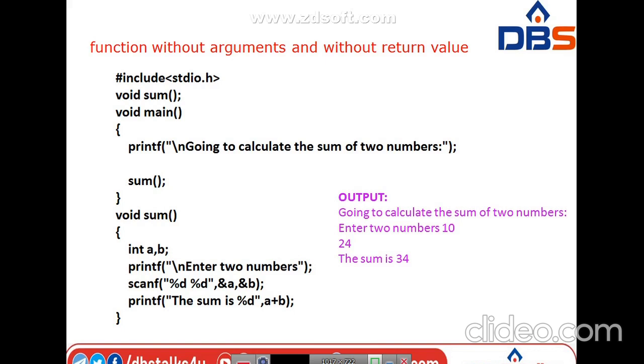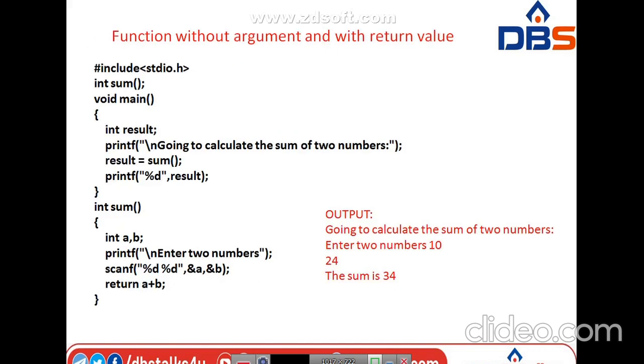After execution of the function definition, the cursor will go to the calling function, the function call. After the function call there is no statement, so finally the output will print, that is sum is 34. It is the example for function without arguments and without return value. And the second category is function without arguments and with return value. It is the case where we are not writing any arguments after the function name in the brackets, but we are going to return the value.